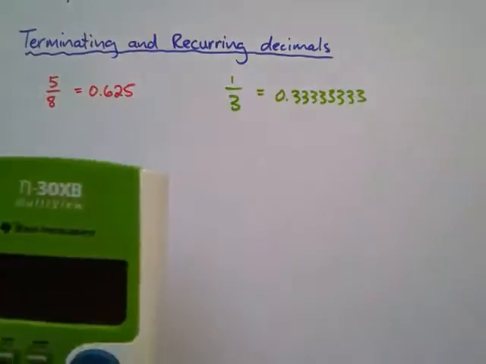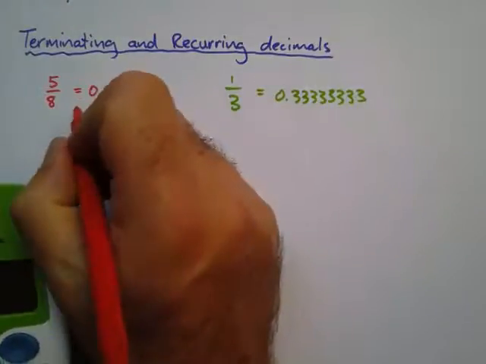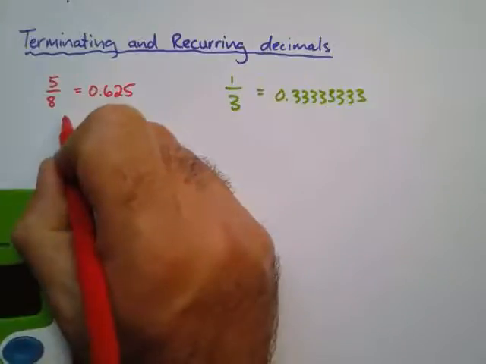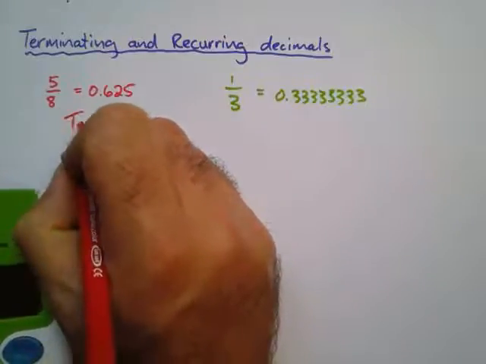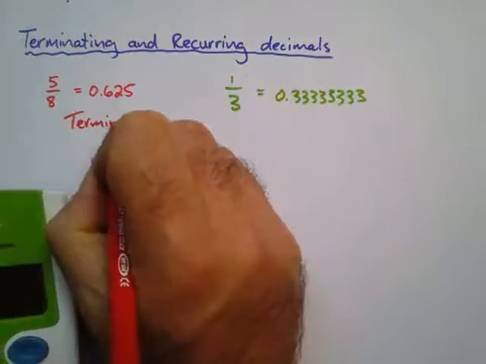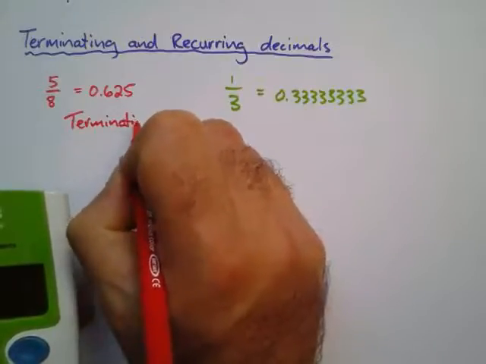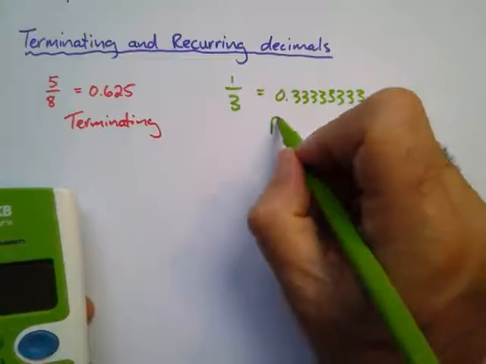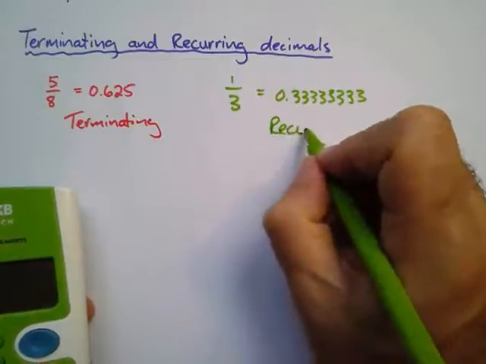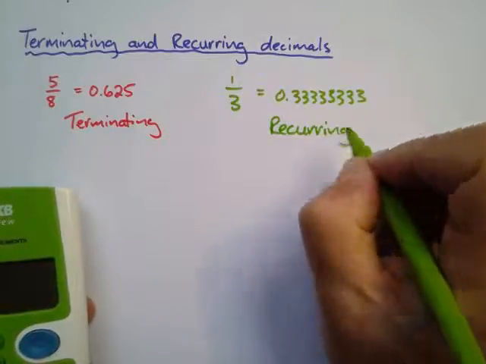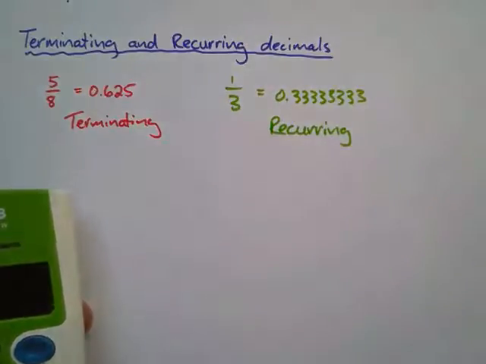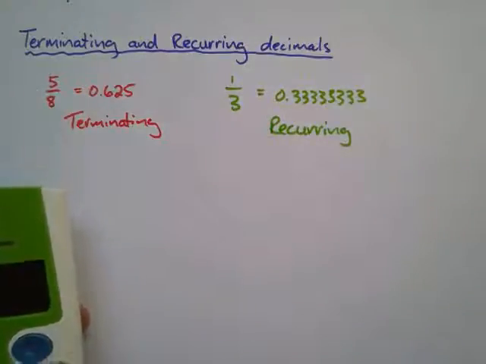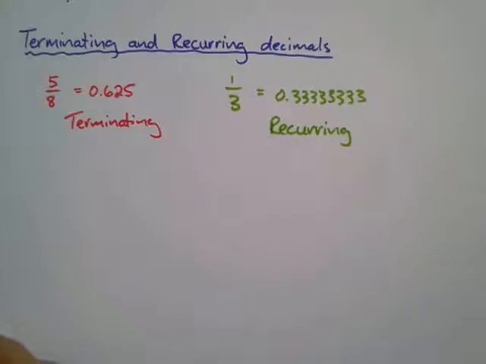Now, you should know by now that this is called a terminating fraction or terminating decimal. Terminating because it stops. And this one is recurring. So there's a pattern, and the pattern recurs. Just quickly, I want to show you why this happens, so you've got a better idea of what we're going to do about it.